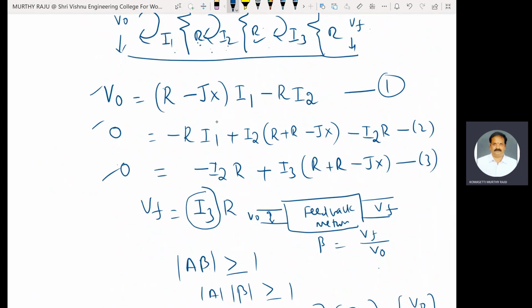Delta 3 is equal to R minus jX minus R. By using these three equations: V naught is equal to (R minus jX) into I1 minus R into I2. 0 is equal to minus R I1 plus I2 into (2R minus jX) minus I3 R. 0 is equal to minus I2 R plus I3 into (2R minus jX). By using these three equations, I have to calculate the delta 3 value.